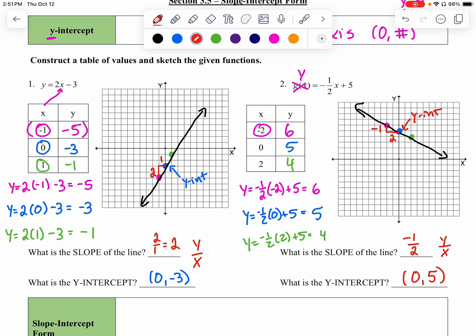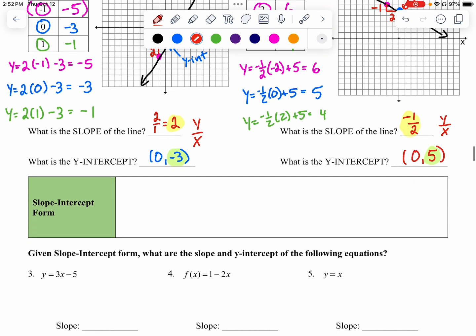Something you might have noticed from this is that the slope of 2 matches the 2 in the equation. Same here. The slope of negative 1/2 matches the negative 1/2 in the equation. And my y-intercept of negative 3 matches the negative 3 in the first equation. And in the second equation, the y-intercept of 5 matches the plus 5 in our equation. That is why the equation is called slope-intercept form, because the number with the x is the slope, and the number without the x is the y-intercept. So it's got a slope and it's got an intercept.